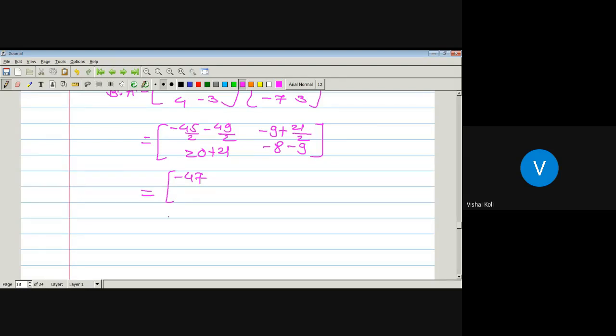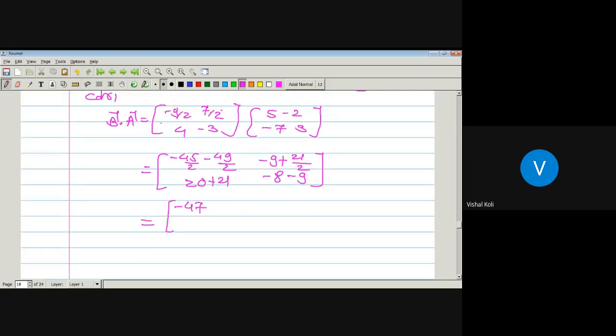I think there is something wrong here. Minus 9 by 2 into minus 2, minus 9 divided by 2 into minus 2, the 2 gets cancelled, it is plus 9. So 18 plus 21 will be 39 divided by 2. 20 plus 21, 41. Minus 8 minus 9, minus 70. So here the value of B inverse into A inverse is equal to minus 47, 39 divided by 2, 41, minus 70.